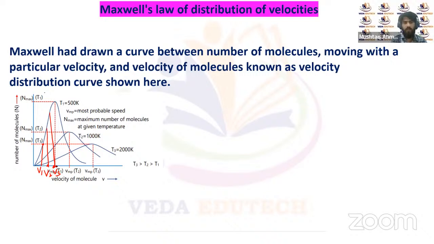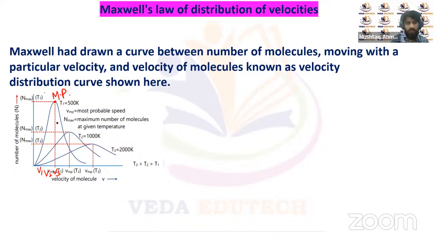You can see here there is a maximum, a peak, which belongs to the maximum number of particles. This speed, which is possessed by the maximum number of particles, we call the most probable speed. This is what we call the most probable speed. So this speed is possessed by the maximum number of particles.